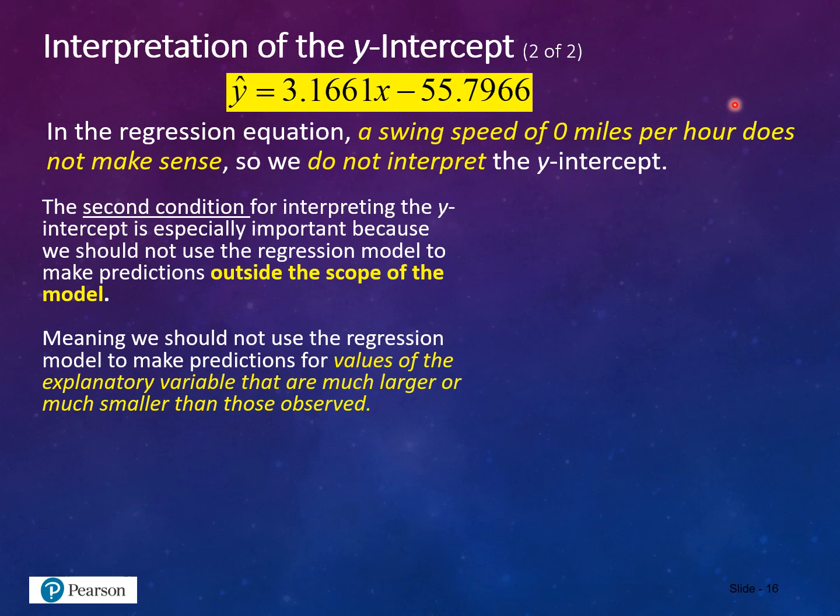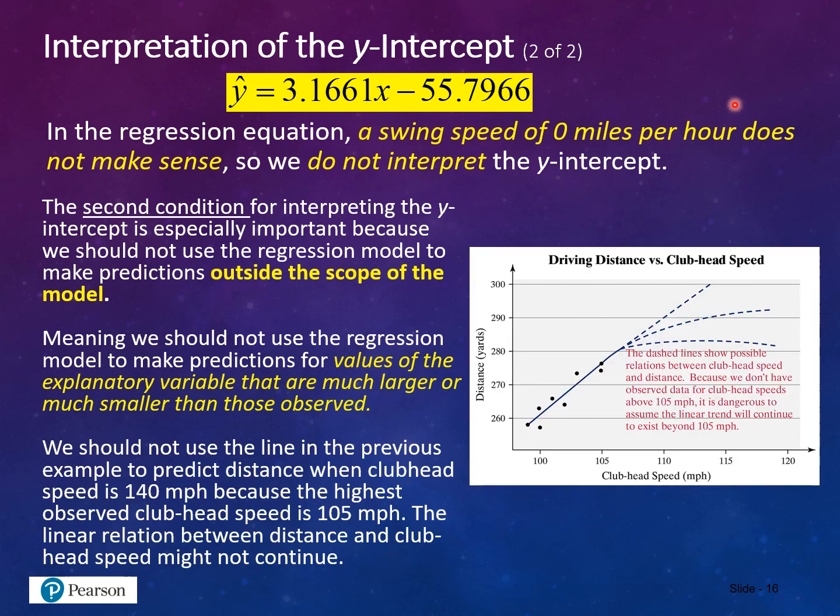What this means is we should not use the regression model to make predictions for values of the explanatory variable that are much larger or much smaller than those observed. We should not use the line in the previous example to predict distance when club head speed is 140 miles per hour, because the highest observed club head speed is 105 miles per hour. The linear relation between distance and club head speed might not continue. And they're just showing some possible reactions here.